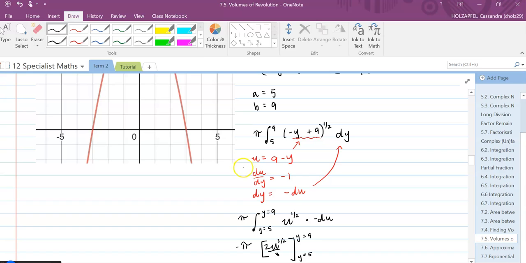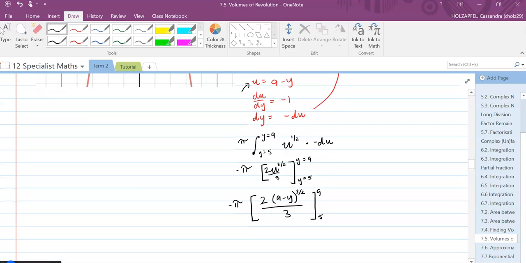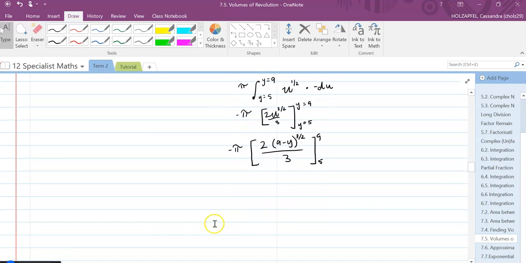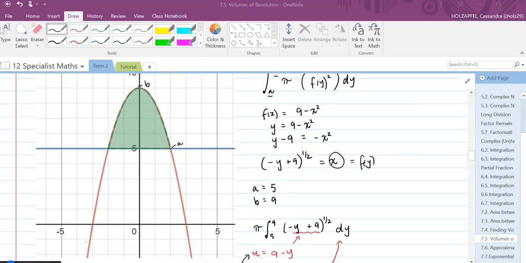So there's two ways we could go about this. The first way is that we could substitute in values of y here and find those new values of u. Or alternatively, we can just write this as our function with respect to y again. So we have 2 times (9 minus y) to the power of 3 over 2, over 3. And then we can just write our normal numbers. Now let's substitute these values in to find our solution. I've substituted, and I've gotten 16 pi over 3 as my solution. That would be the volume of this solid of revolution.